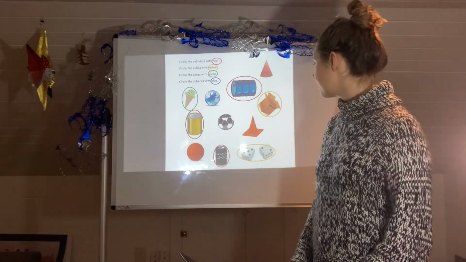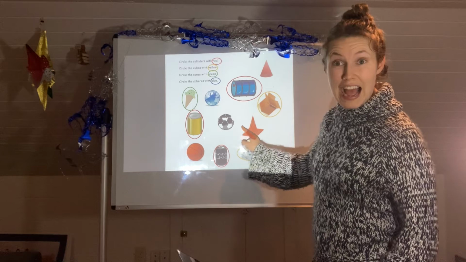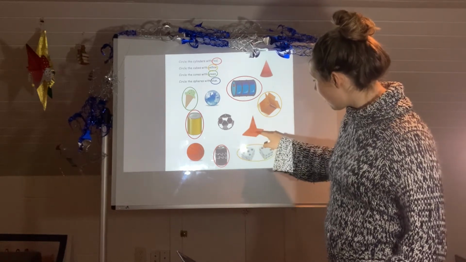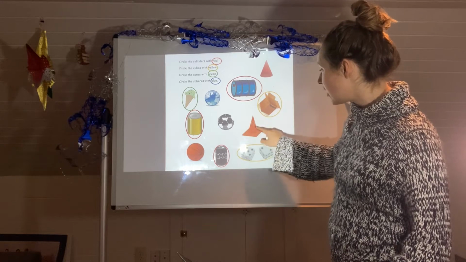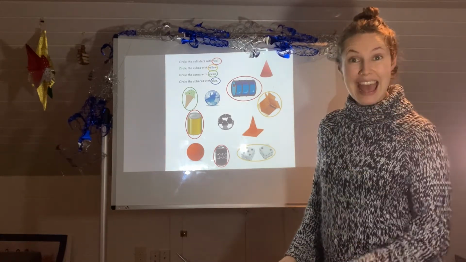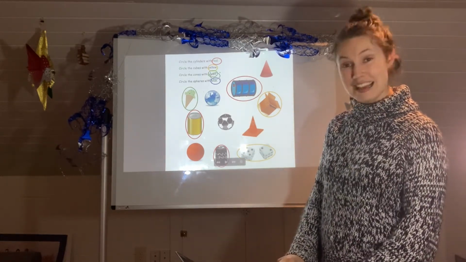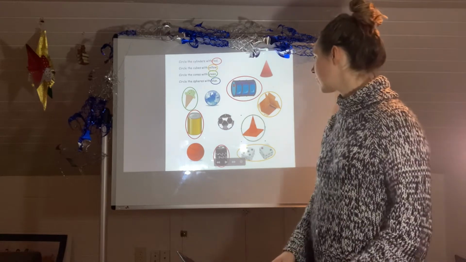Let's look for more. Oh, a traffic cone. Here it has a flat circular part at the bottom and a pointy triangular shape that makes one edge. So that is a cone. I'm going to circle it green.